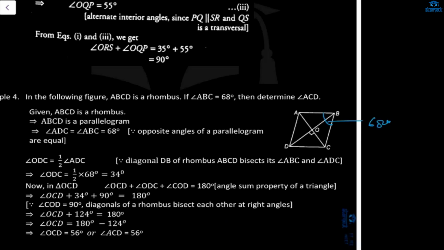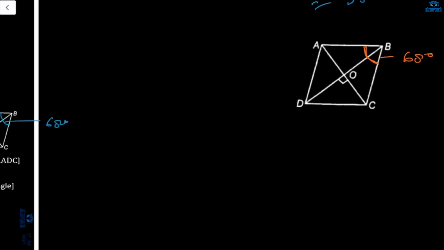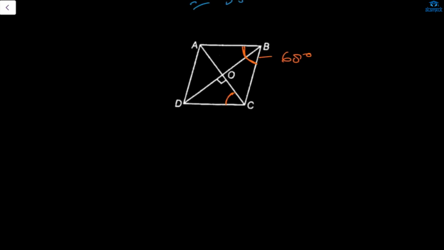Now this whole angle is given as 68 degrees, and we have to find ACD. How can we find out this angle? Again, this is a rhombus, so the diagonals bisect at 90 degrees. And if we are able to find this angle, then we can find this also. Angle B is equal to angle D.